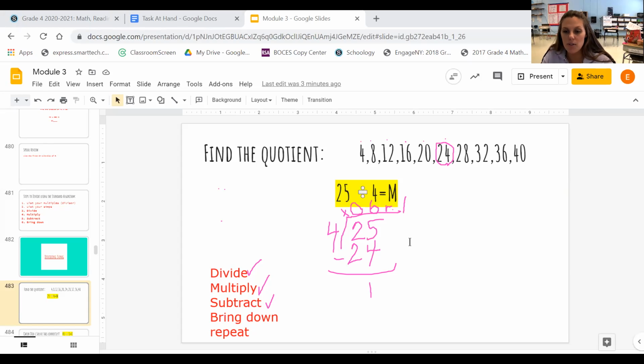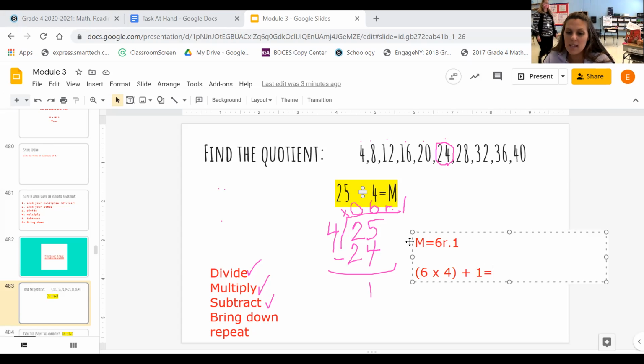So when we're talking about the variable m, 6 remainder 1 is our quotient or our answer for m. Remember, we can use the inverse operation to double check our work. I multiply my quotient by my divisor and I add my remainder. So 6 times 4 is 24, plus 1 is 25, and that's my dividend. So that's how I know I was accurate.